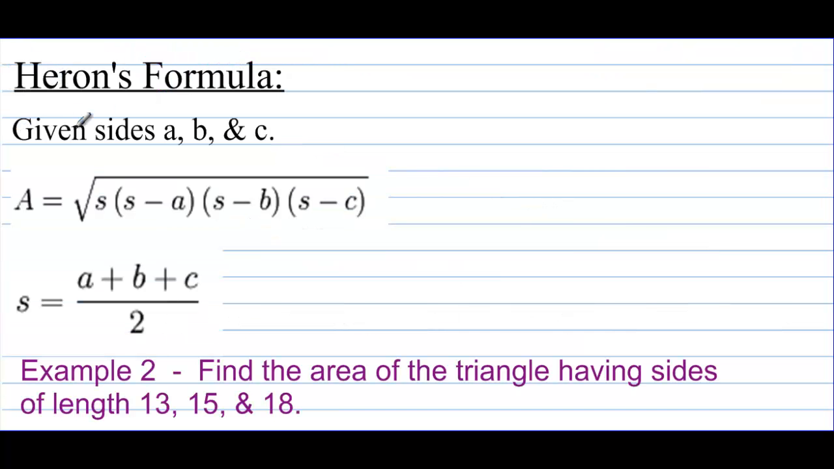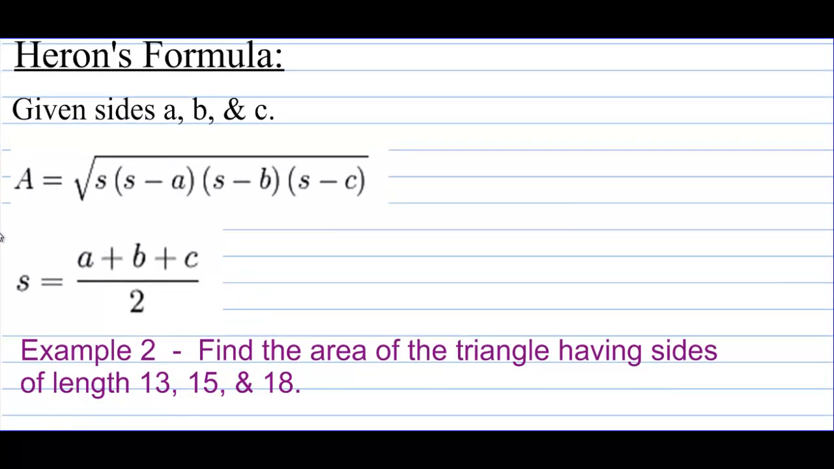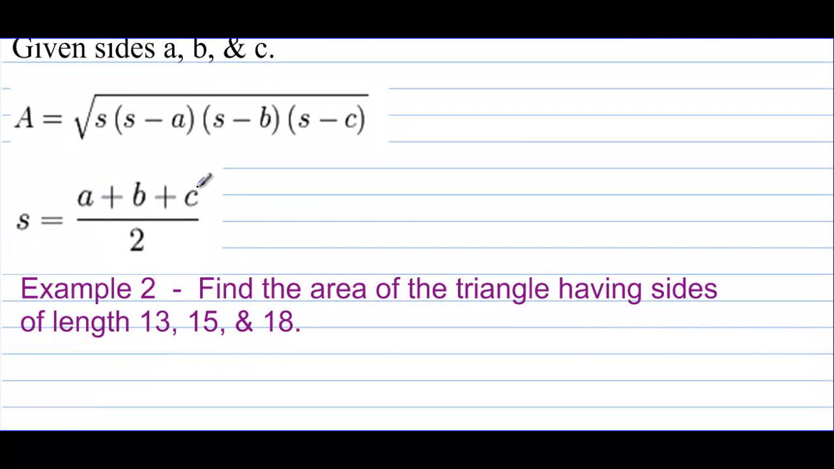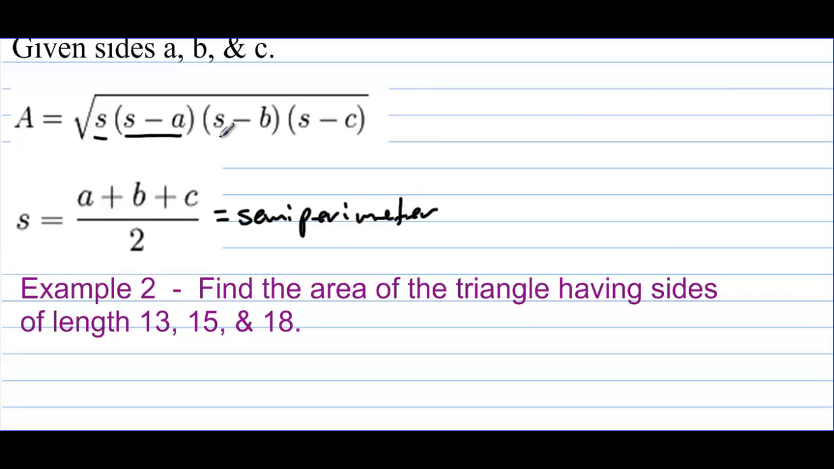Heron's formula, given sides A, B, and C, the formula is the square root of S, which stands for semi-perimeter. Now the semi-perimeter of a triangle is all three sides added up, and then you divide by 2, kind of like a semicircle. That would be half a circle. So here is the semi-perimeter. And then it's S times S minus A times S minus B times S minus C.